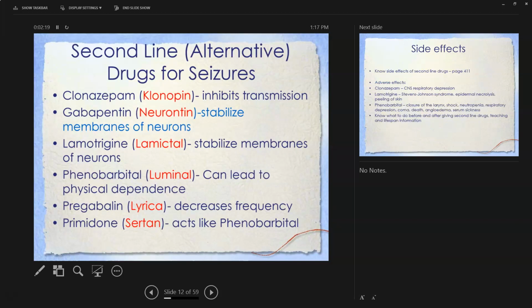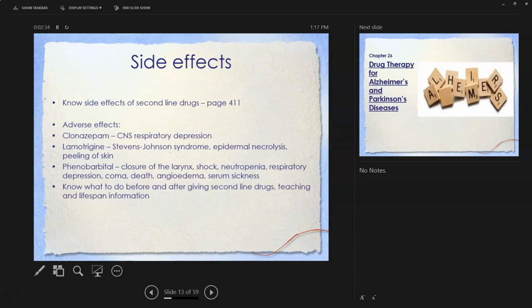Second line drugs are Klonopin, Neurontin, Lamictal, Luminal, Lyrica, and Zarontin. These are all second line alternative drugs that patients are put on. The known side effects of those are listed on page 411. Be sure you know that.